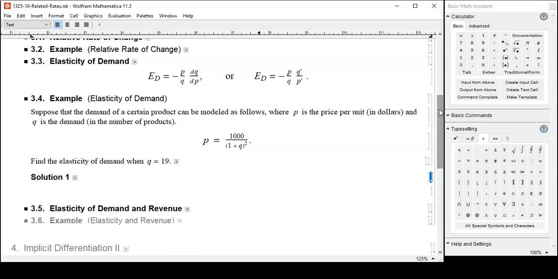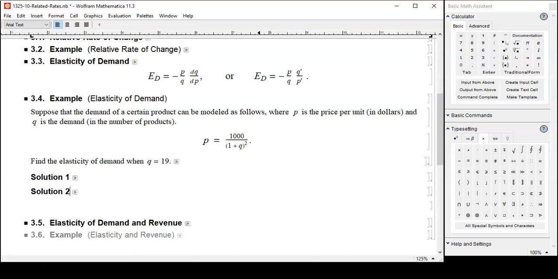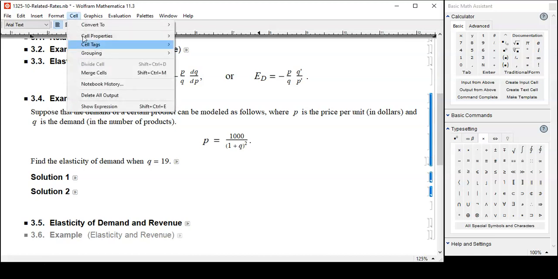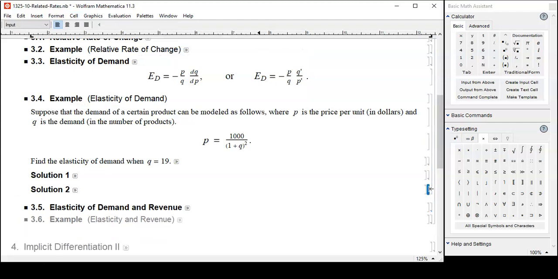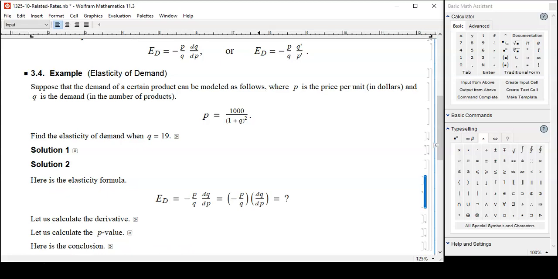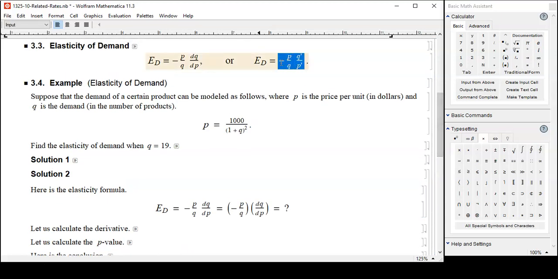And why did I name it as solution 1? Because I use this method. Now, do I have enough time for the second method? Let me try. If I don't complete it within time, then I'll just stop and then ask you to complete later. Okay, elasticity formula that I'm using is this. So this is going to be q prime over p prime. Make sense?